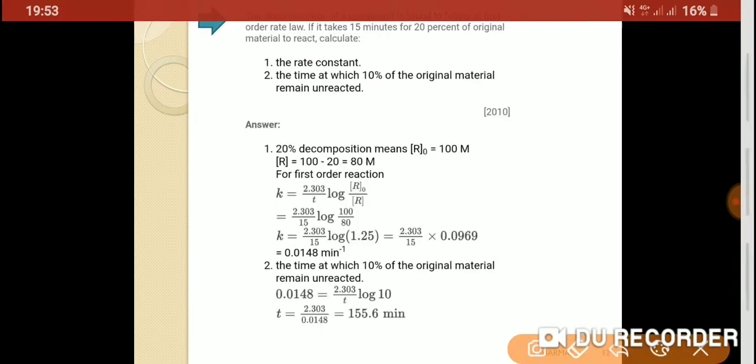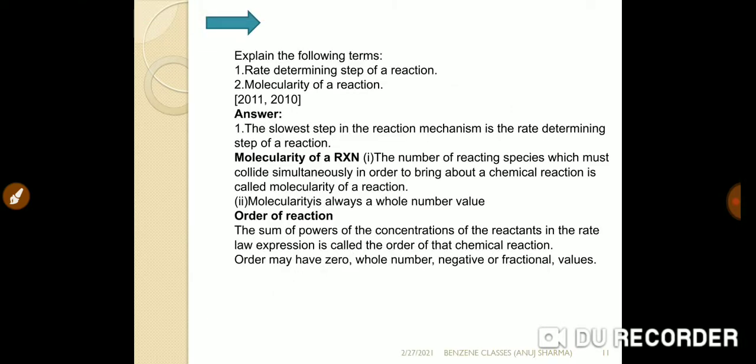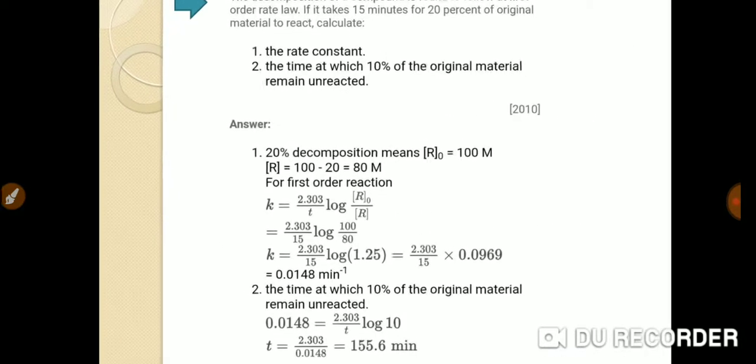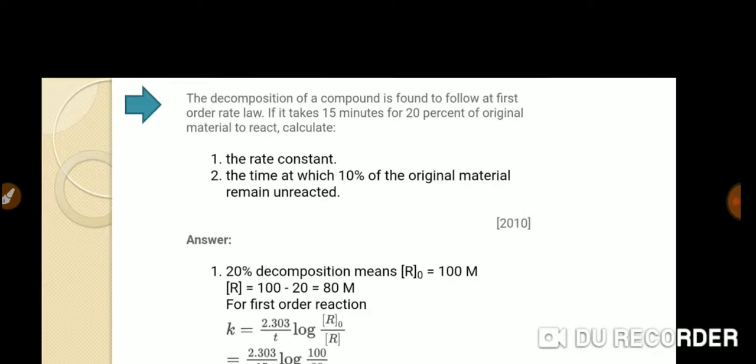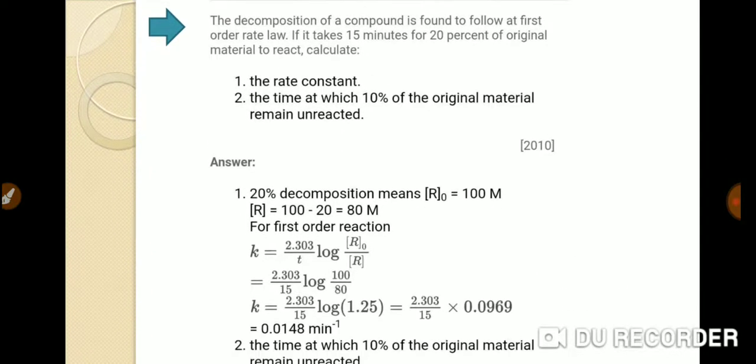Go to the next slide. The question says that the decomposition of a compound is found to follow a first order rate law. If it takes 15 minutes for 20% of the original material to react, calculate the rate constant and the time at which 10% of the original material remains unreacted. It looks like a previous question, so you can see the answer.